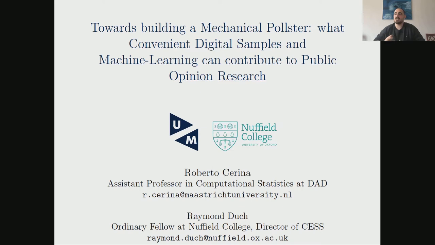The main thrust of the presentation is going to be to try to understand how and what convenient digital samples can contribute to public opinion research with the aid of machine learning, modeling tools, and computational statistical tools.